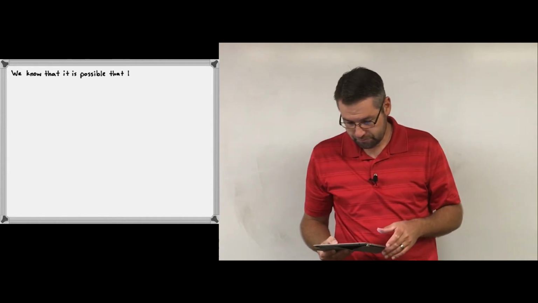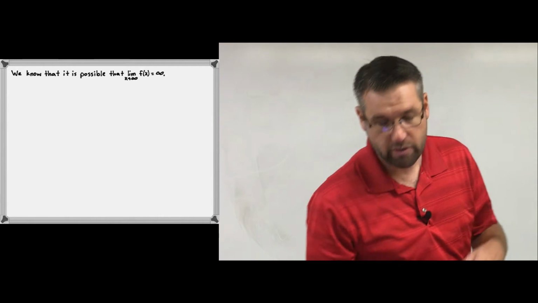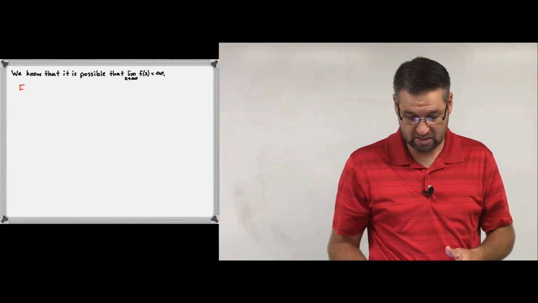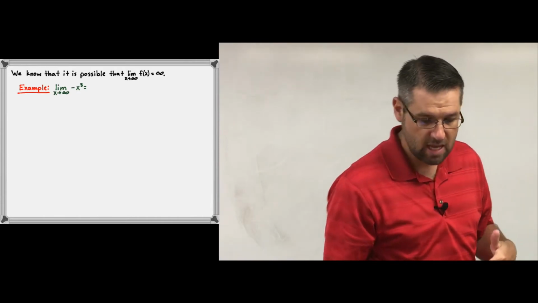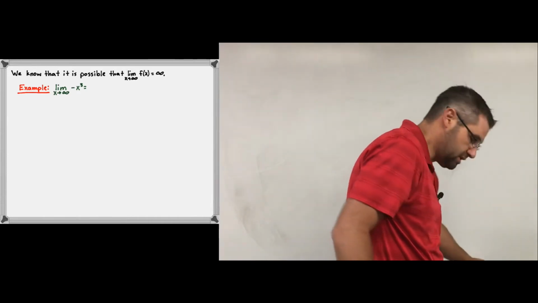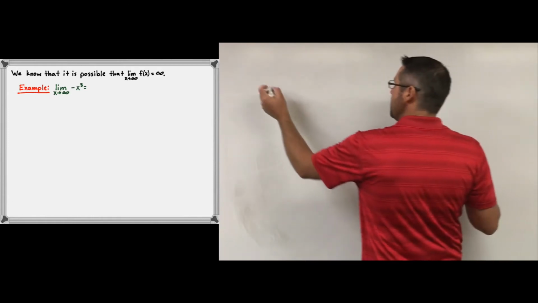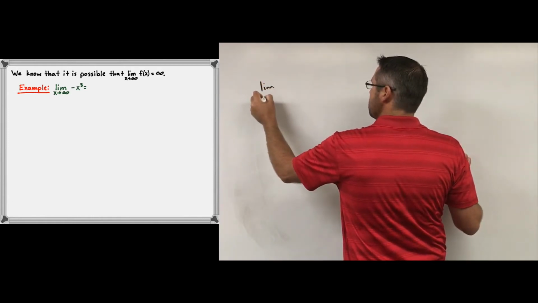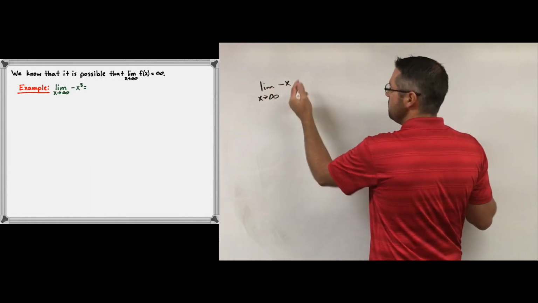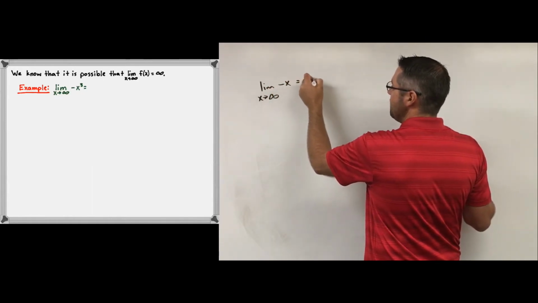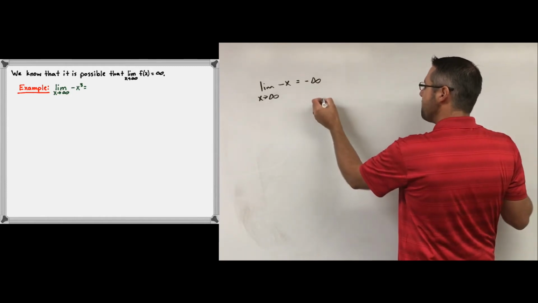We know that it's possible to have a function where the limit as x approaches infinity is infinity, or the limit as x approaches infinity is negative infinity. An example of something like this is just the function negative x. If I take the limit as x approaches infinity of negative x, by substitution, we would just plug that in and get negative infinity. And that's fine. But what does that look like graphically?